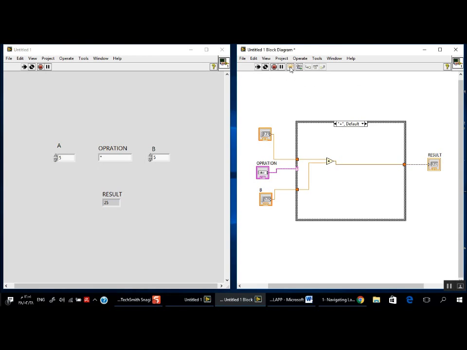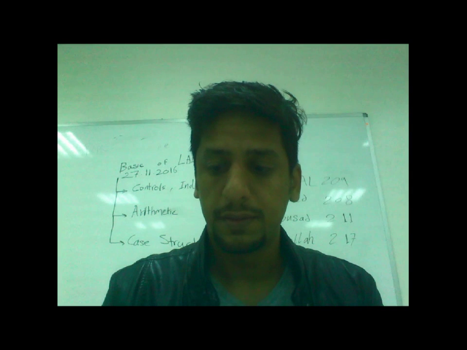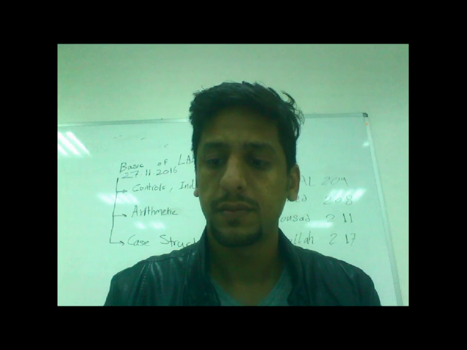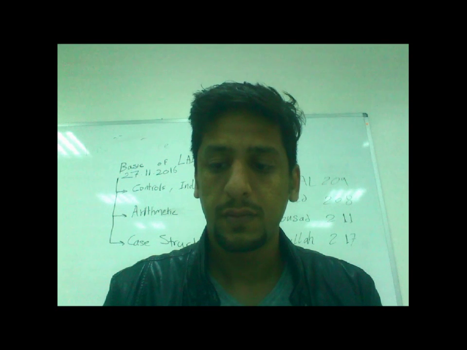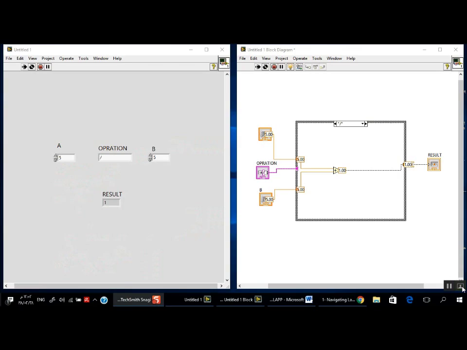If we use the light bulb here, it will show you in detail what happens inside this case. So let's switch to another case and see what will happen. Divide. As you can see, the case structure switched. Now the numbers go through the operation and to the result. And this is the basic calculator we have.